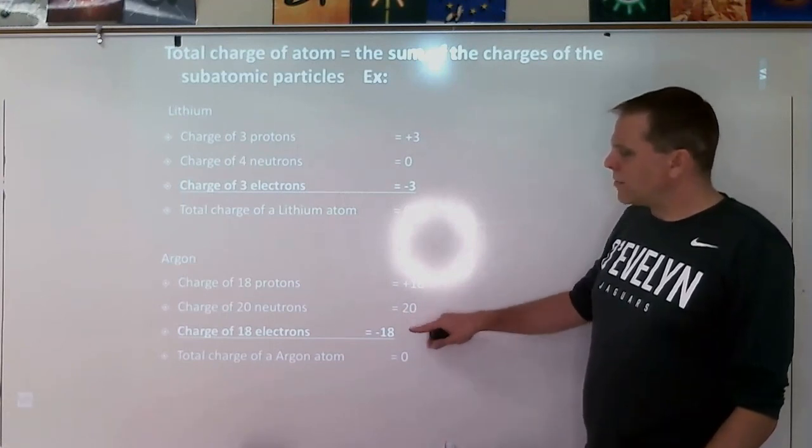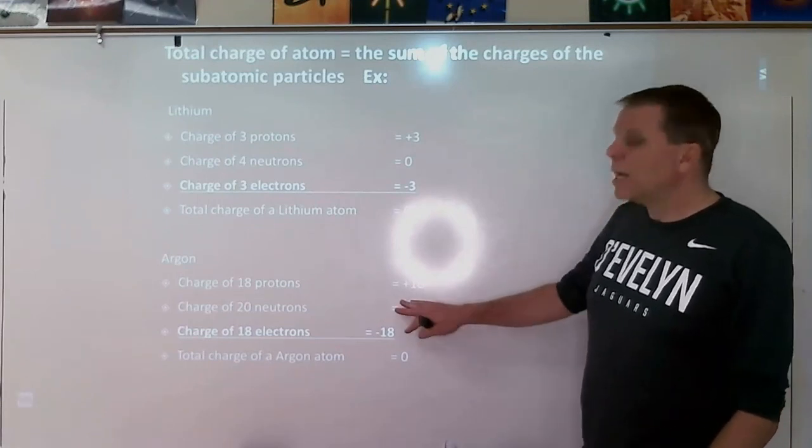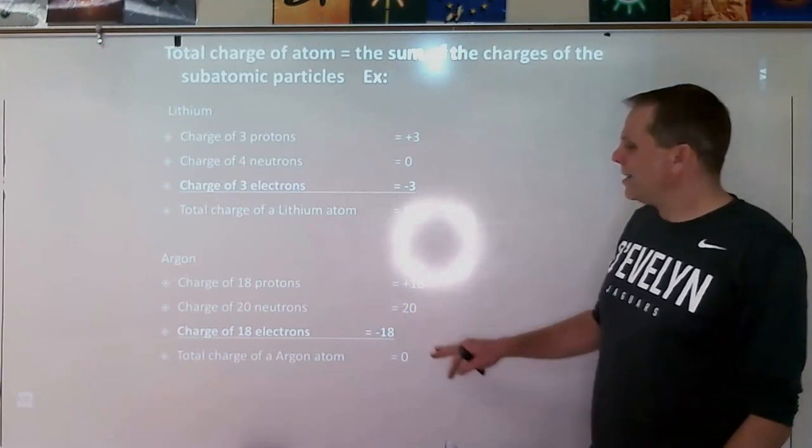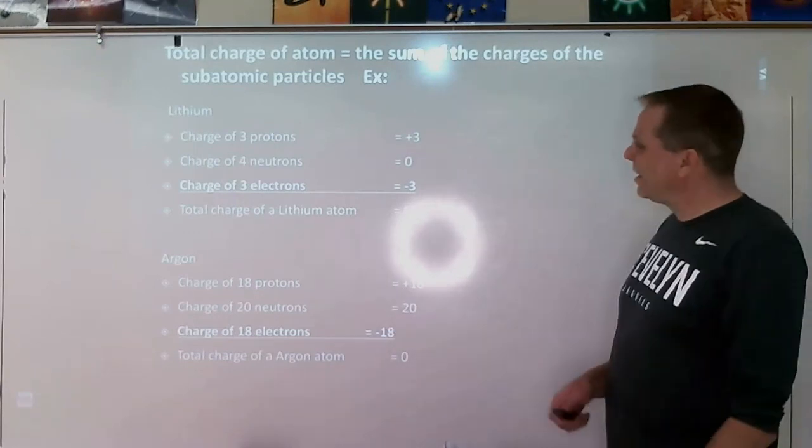There's no charge. Even though there's 20 neutrons, there's no charge there, okay? It looks like it says 20. It doesn't say 20. It says 0, all right? 0 is the charge of 20 neutrons. That's an error.